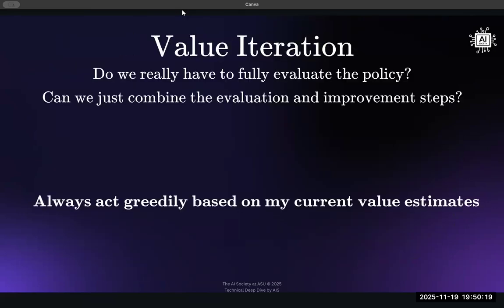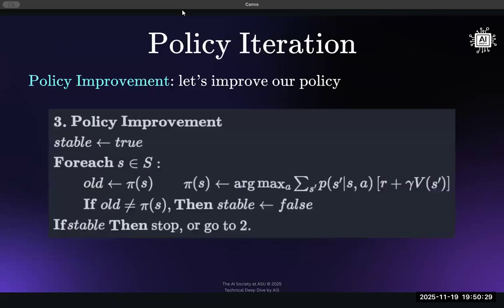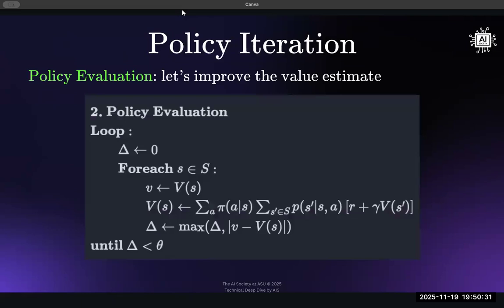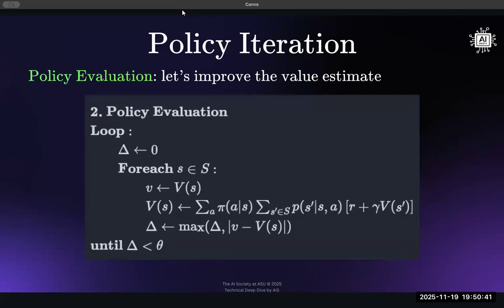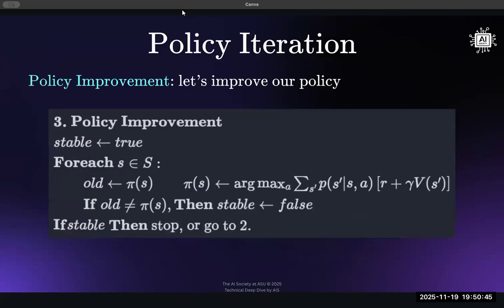So one way to think of it is always act greedily based on our current value estimates. What that means is the current value estimate in this case would just be evaluating this once, just taking one value estimate, and then taking that with us to the next step. So we don't need to have a value estimate for each and every state, we can just have one.